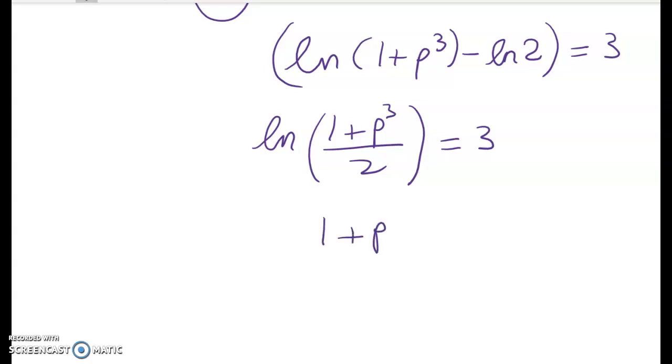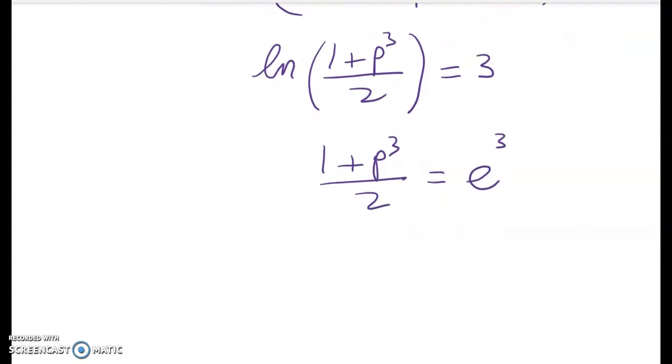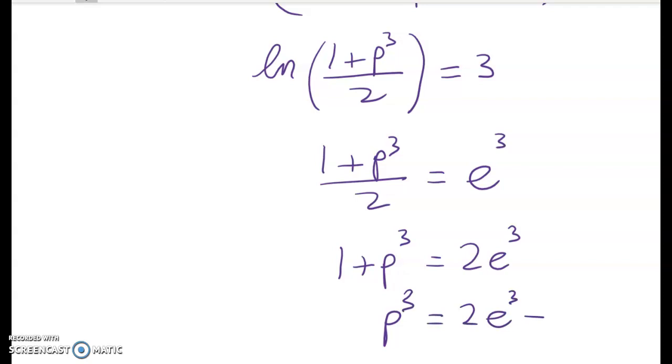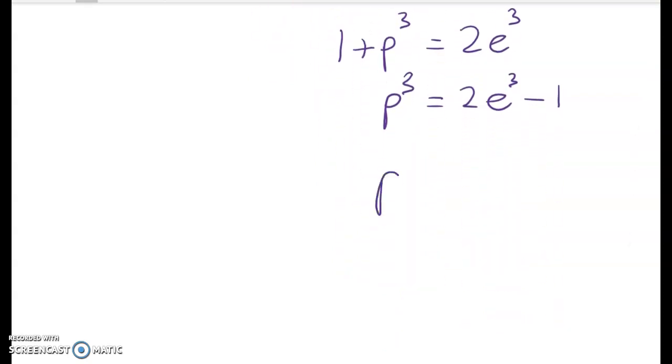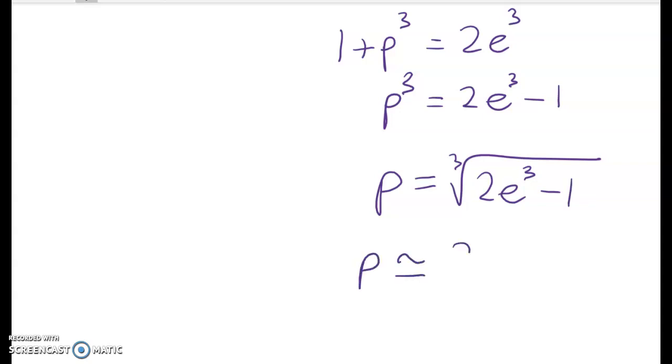That leaves me with 1 plus p cubed over 2 is equal to e to the power of 3. 1 plus p cubed is equal to 2e to the power of 3, and so p cubed is equal to 2e cubed minus 1. So p is equal to the cube root of this. That's the exact value. And when we put that into our calculator, we get p is roughly equal to 3.40, to 3 significant figures.